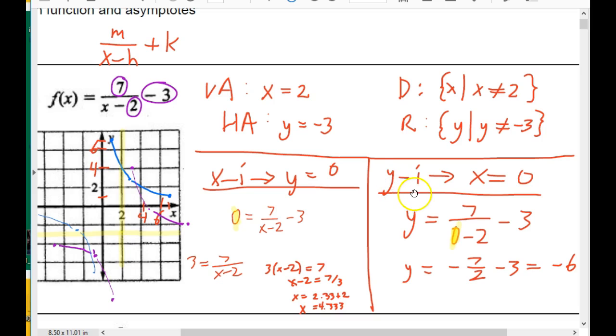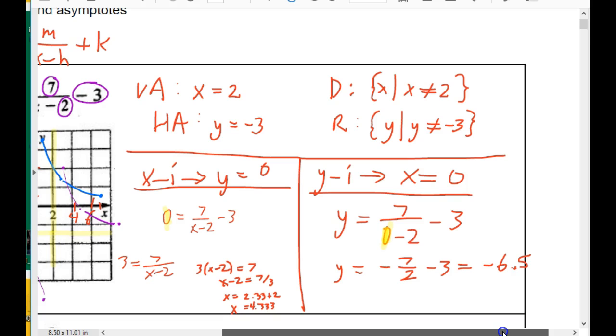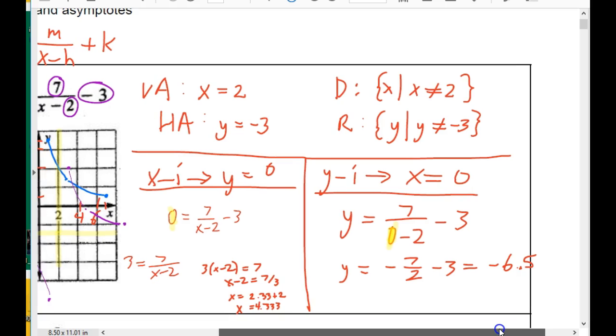What about our y-intercept? Our y-intercept we find by putting x equals 0 into the substitution, and we put x equals 0 here, and then we end up with 7 over negative 2, minus 3. Negative 7 halves, which is negative 3.5 precisely, minus 3 gives us negative 6.5. So our y-intercept is negative 6.5. It's a little bit easier to do the substitution for the y-intercept, isn't it?